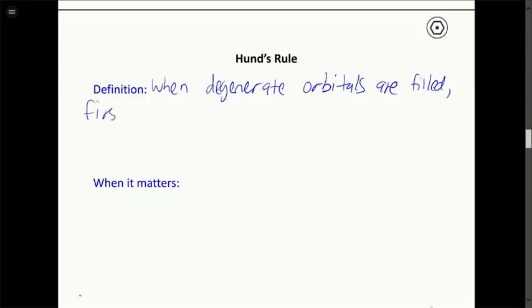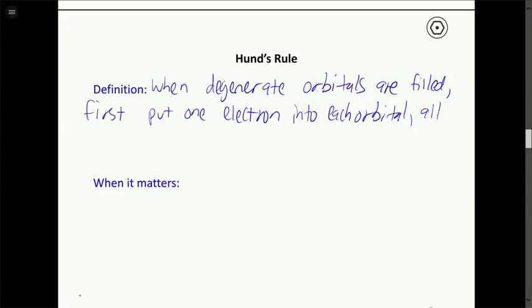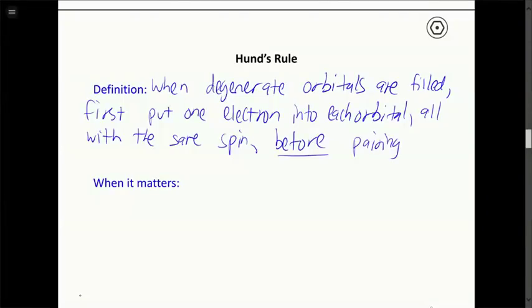We first put one electron into each orbital. As we fill each orbital with a single electron, all of those electrons that we add individually are going to have the same spin. We do this before pairing two electrons into the same orbital within that subshell.